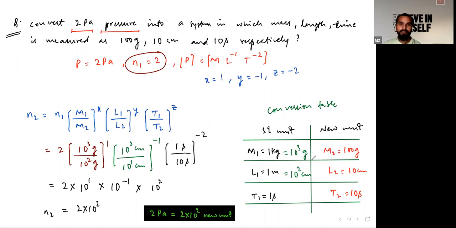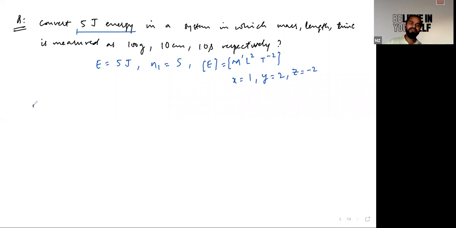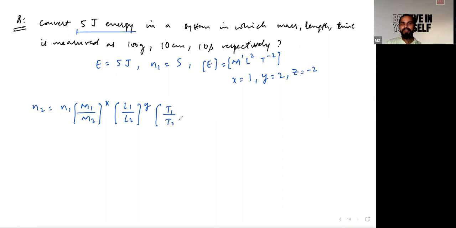as the conversion table would remain the same. So just use the same conversion table and try to define the value of n2. It would be M1 divided by M2 to the power x, L1 divided by L2 to the power y, and T1 divided by T2 to the power z. Try to put all the values and simplify it.